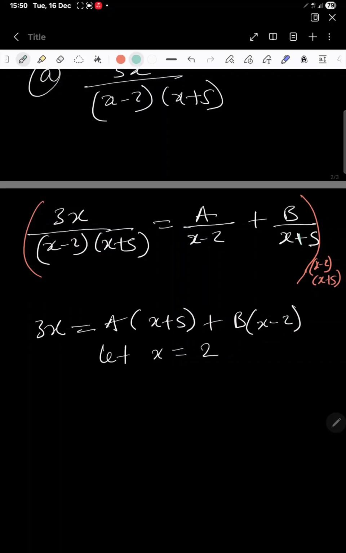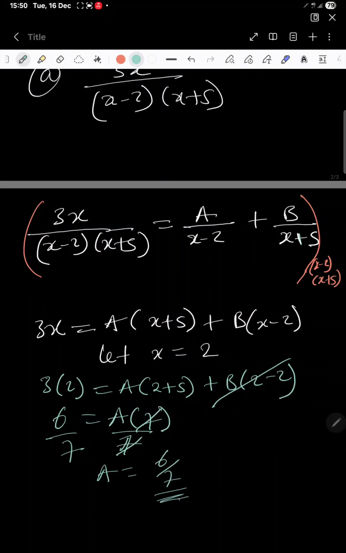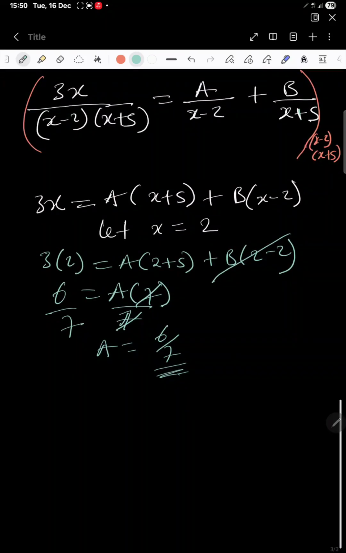If we do that, then we have 3 times 2 is equal to a times (2 plus 5) plus b times (2 minus 2), and therefore this will go to 0. Then we shall have 6 is equal to a times 2 plus 5, that is going to give us 7a. For you to get the value of a, you divide by 7 over 7, that means 7 and 7 will go, and the value of a will be 6 over 7. That is how you get the value of a.